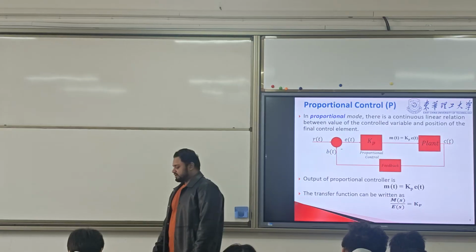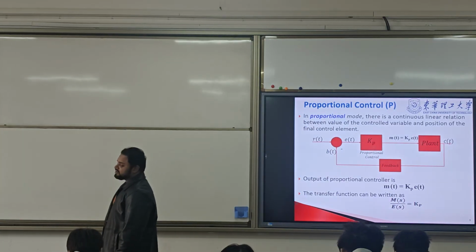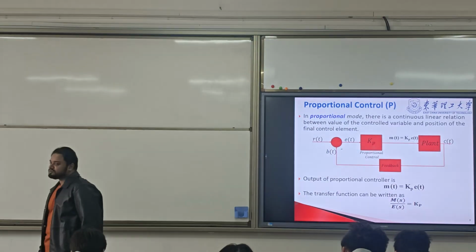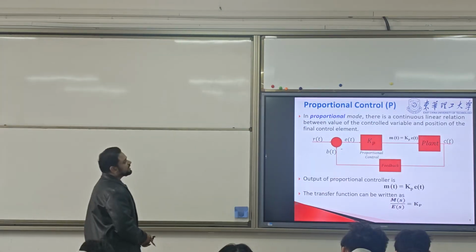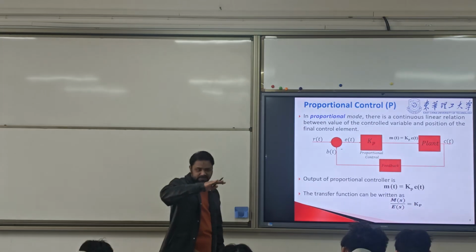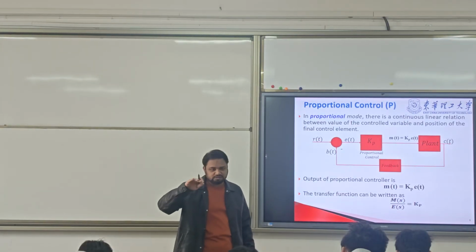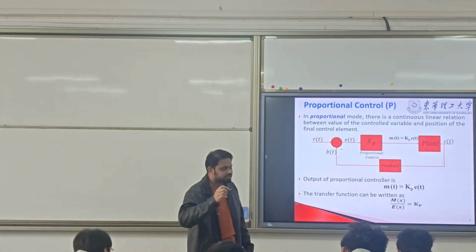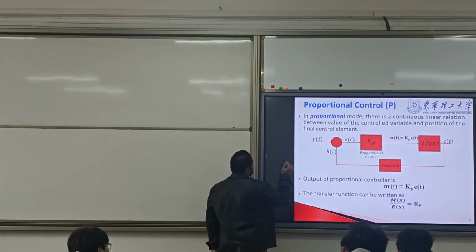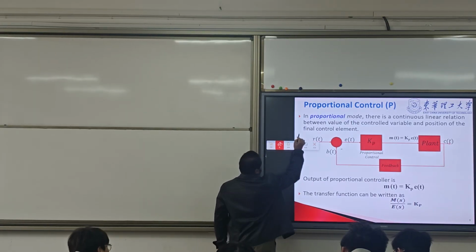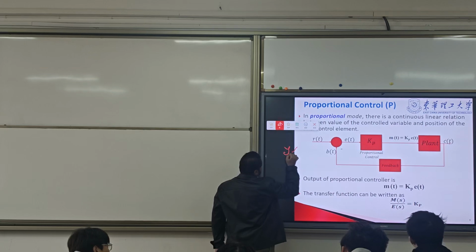Now let's talk about another one. We call it proportional control, P. So proportional control, mostly it is having a linear relation. I told you linear relation. That means what? Linearly it will increase or decrease. So linear relation, proportional.